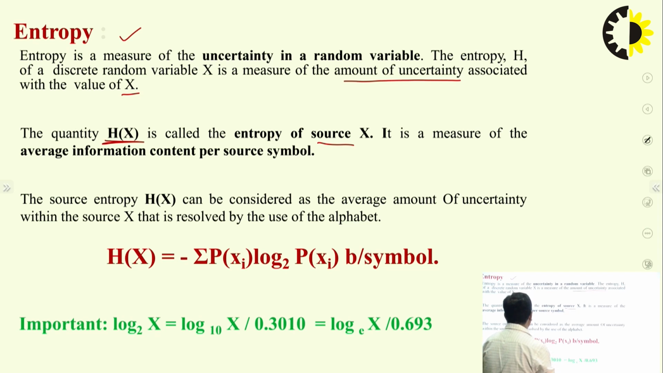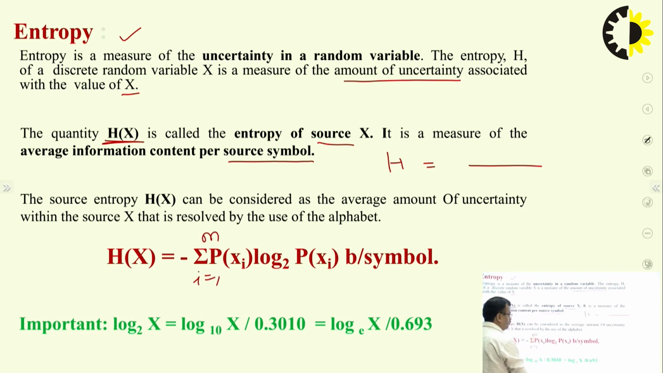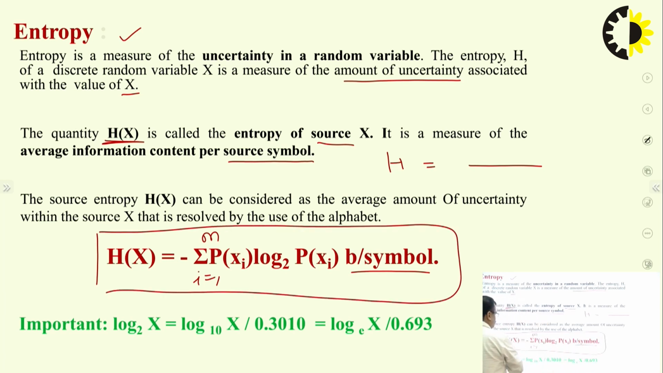It is a measure of average information content per source symbol. So H means your average total information per individual source symbol or per individual message. Okay. And its formula, if you derive it, is simple. So H of X is equal to minus the summation of P of X_i into log base 2 of P of X_i, where i goes from 1 to n, in bits per symbol, bits per message you can take. So this is the formula of entropy of the source with the minus sign.